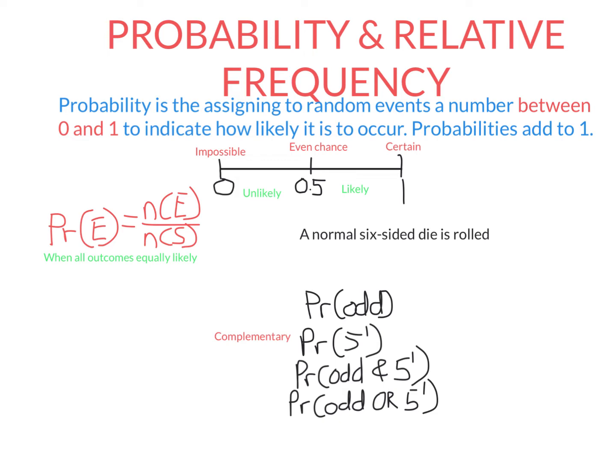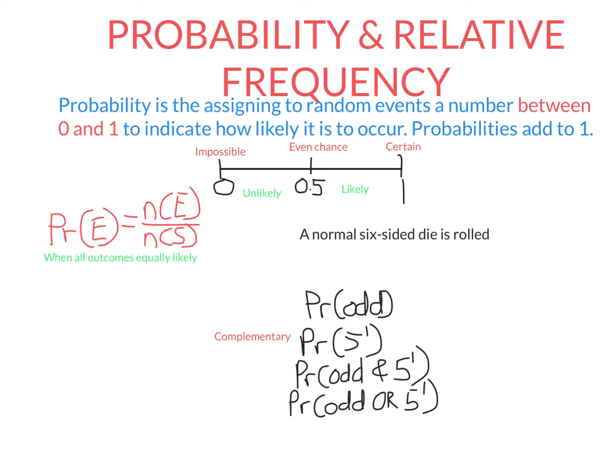So when we're looking at probability, we're only really interested in random events, that is, events whose outcome is determined at least partly by chance. Now, probabilities always add to 1. That is, if you take all the possible outcomes of an event and add up their probabilities, you always get 1, just like percentages always add to 100%.